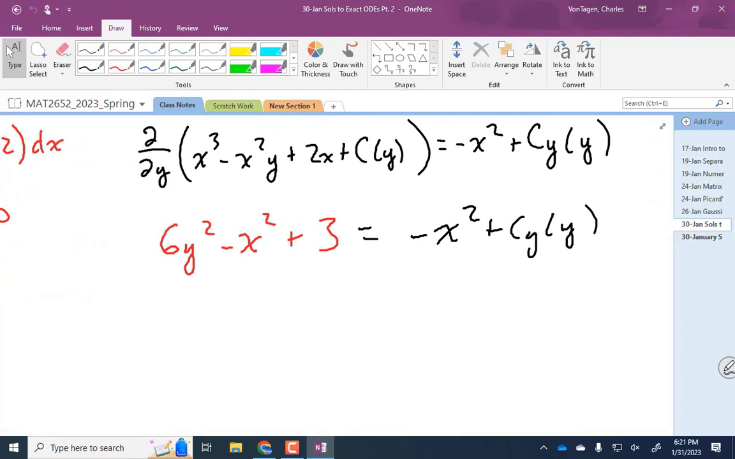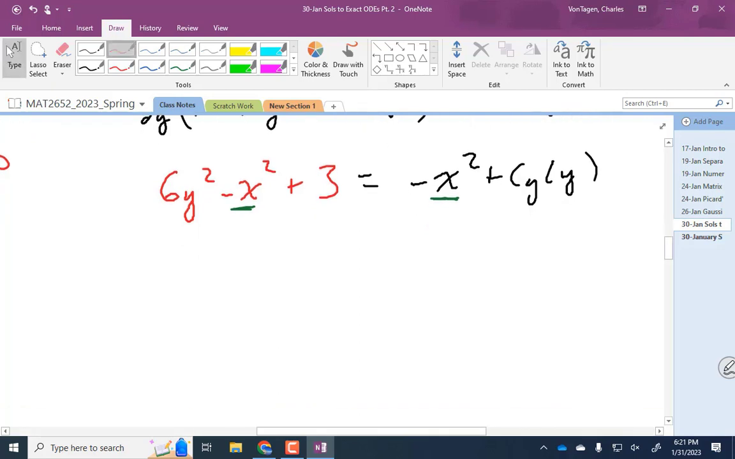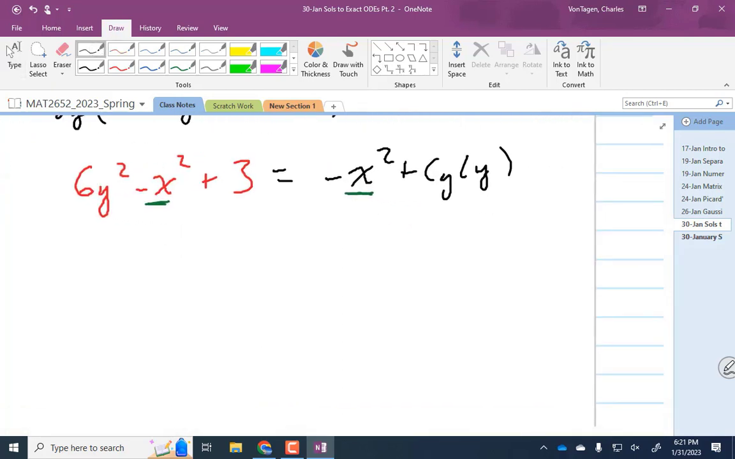On one side of the equation, I've got this expression and this expression, so those two expressions are the same. And so what do I know? My c sub y is what's left. Do I have a question? Oh, yep, you pointed it out. Great. And so I get that my 6y squared plus 3 is the partial derivative of that expression when I took it with respect to y.